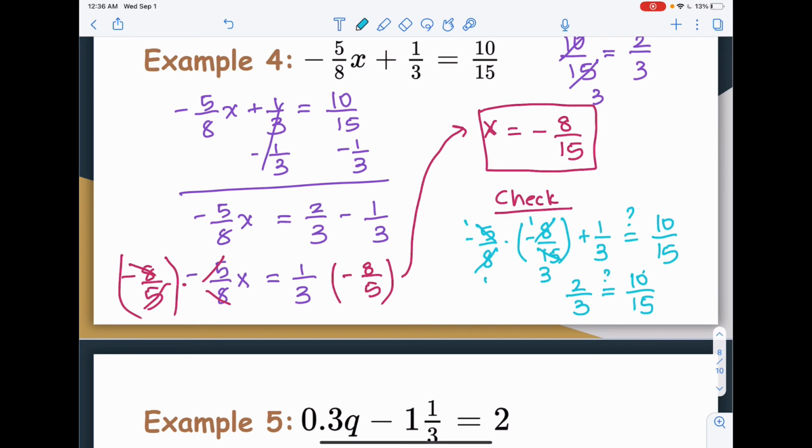How do we know? We simplified 10 over 15 and replaced it with 2 over 3 when we were solving the equation. Let's do it again. 10 divided by 5 is 2. 15 divided by 5 is 3. As you can see, 2 over 3 is equal to 2 over 3. And then we can say, yes, we got this one right. Okay.